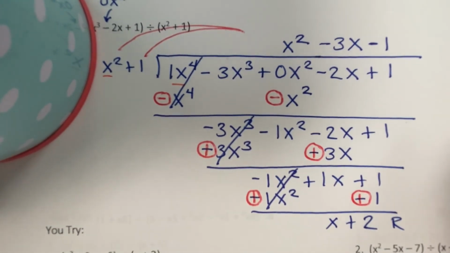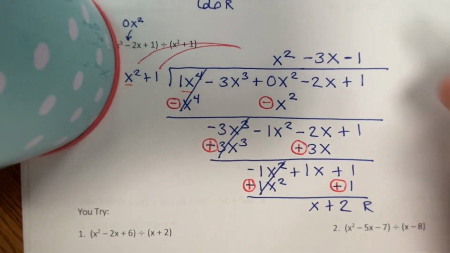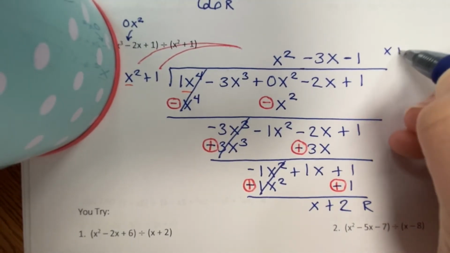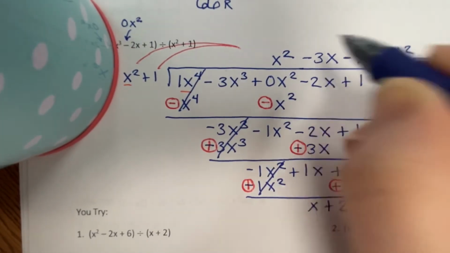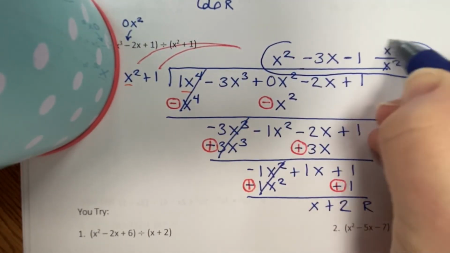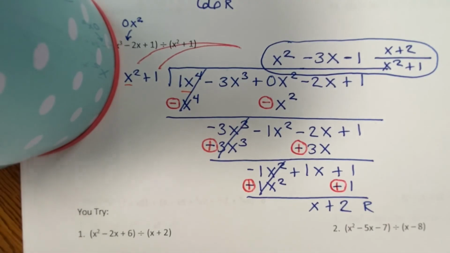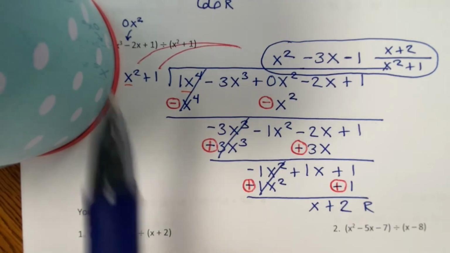So I come up here and I put my remainder, x plus 2, over the x squared plus 1, whatever I was originally dividing by. And that is my final answer. All right, now that's just 3 examples. Obviously, I could keep going. So this was a great example. It had a missing term, right?